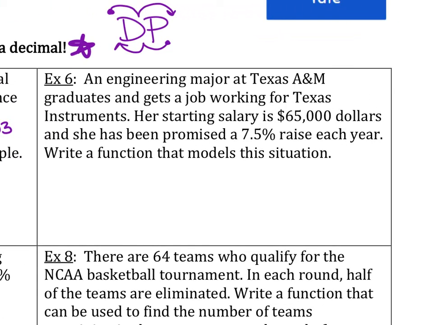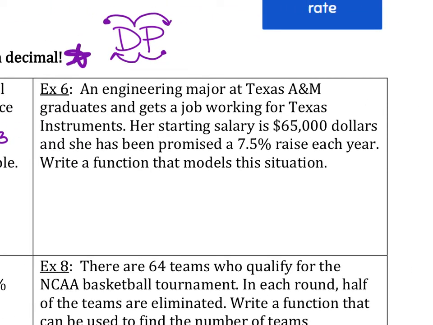I want you guys to try example 6. I'll read it out loud and help you find the stuff, but I want you to put it all together. It says, an engineering major at Texas A&M graduates and gets a job working for Texas Instruments. Her starting salary is $65,000, and she has been promised a 7.5% raise each year. Write a function that models this situation. What are some things that we know?